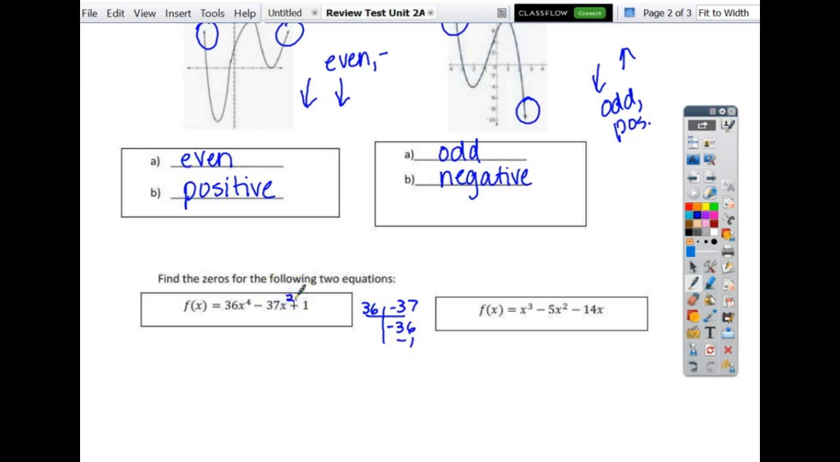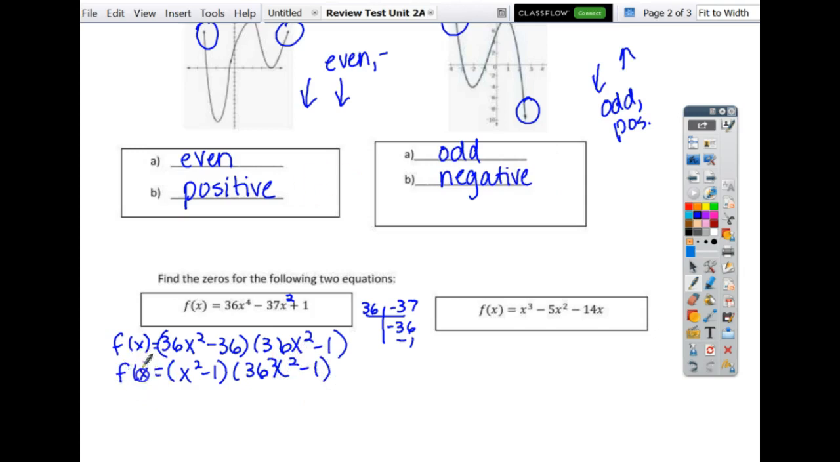There should be an x squared there. So I have a leading coefficient, so I'm going to have 36x squared minus 36 and 36x squared minus 1. Now I know the first one can reduce. If I divide by 36, I'm going to get x squared minus 1, and then 36x squared minus 1. So if I factor this, I get x plus 1 and x minus 1.